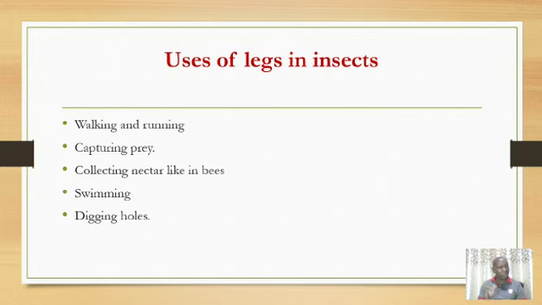The legs are also used for digging holes. I want you to take time. You may move outside your house. You may find particular places where holes have been created. And in those holes, you find many insects. These insects are the ones that dig these holes themselves. How do they do that? They do that using their legs. Therefore, what are the roles of the legs? Walking, capturing prey, collecting nectar and pollen, swimming for the aquatic ones, and digging the holes.